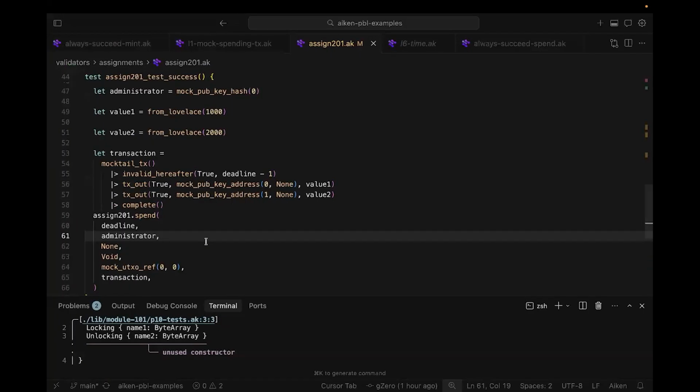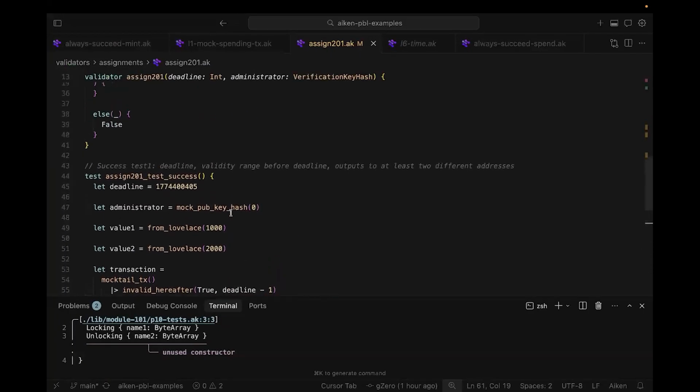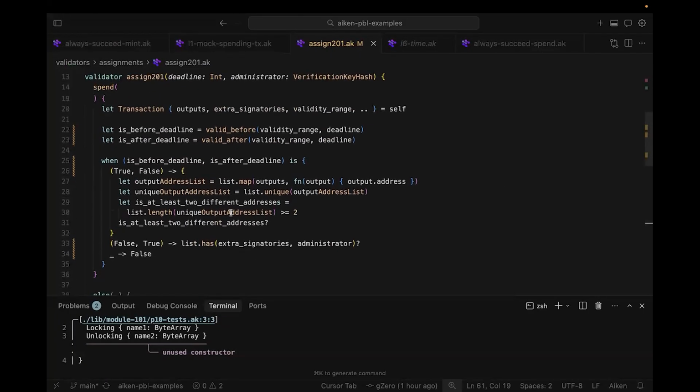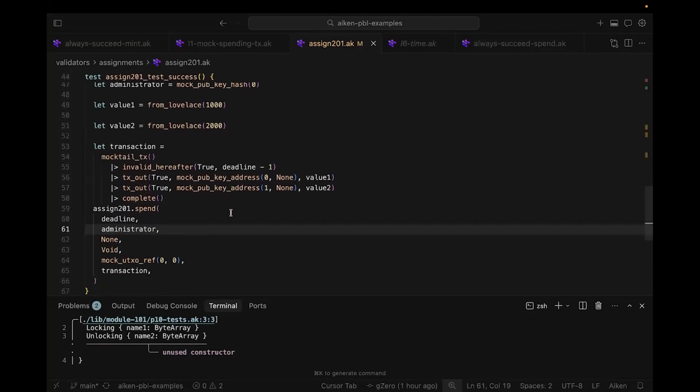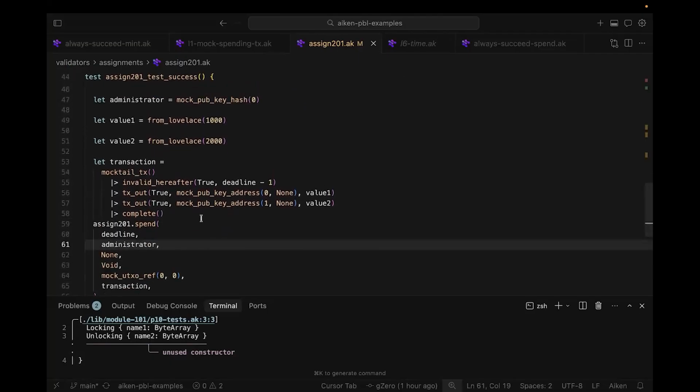Are we checking for the deadline? So one minute. I think this gets around the logic of our validator versus the parameters of our transaction. Correct. When we're creating the mocktail transaction variable, we're working with it, and now I get it.